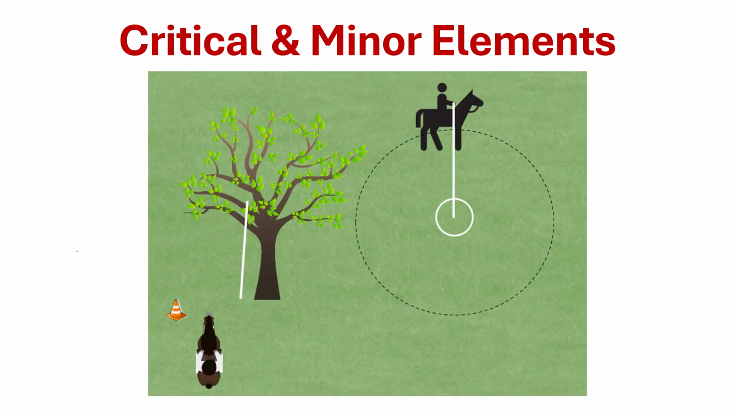So let's take the Spanish pole obstacle, for example. If they picked up the pole and placed it in the center of the circle, trotted the full circle, and when they went to replace the pole, they dropped the pole, the critical element of trotting the circle holding the pole was completed, but the minor element of replacing the pole was not completed, and so this would prevent them from being above average.